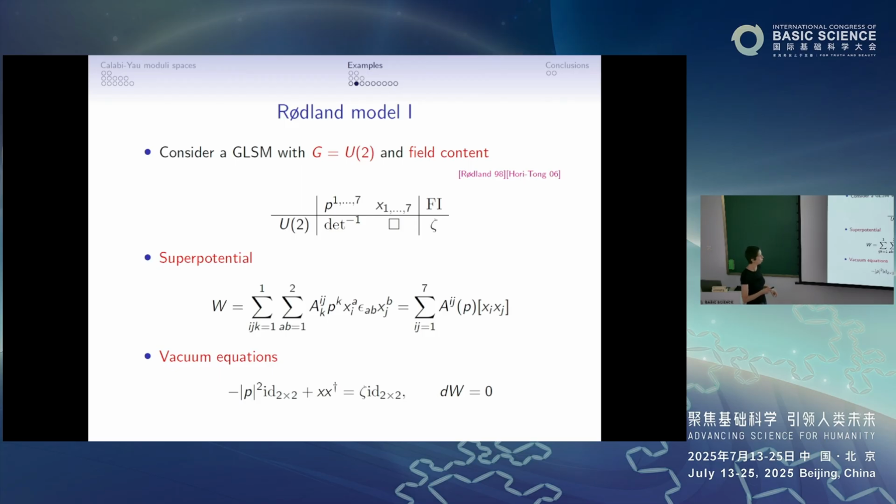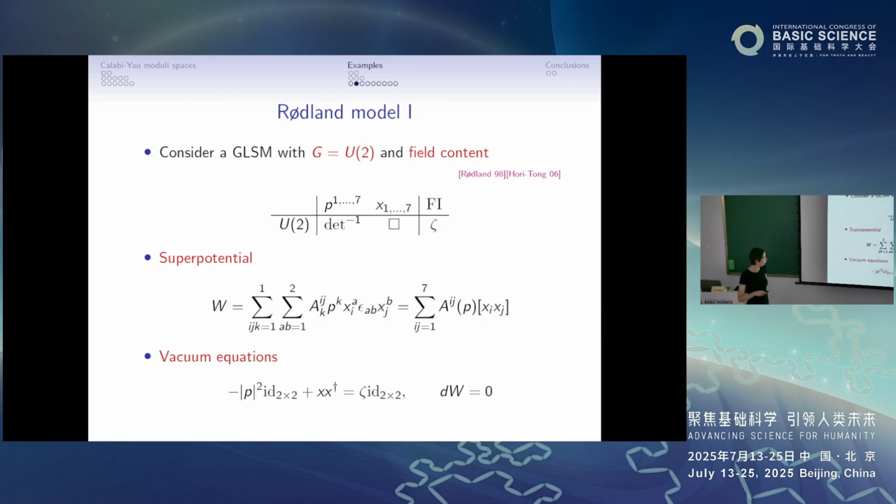This is the Rutland model, after the mathematician Rutland, who first realized that there are two non-birational Calabi-Yaus inside the same moduli space. Hori and Tong in 2006 realized this in terms of a GLSM. It's a U(2) GLSM, so we're leaving the toric regime. We have 7 P fields, like we had for the quintic. They are singlets, they transform in the determinantal representation, and there are 7 fundamental fields. We only have 1 FI parameter, because of the Weyl symmetry of U(2).